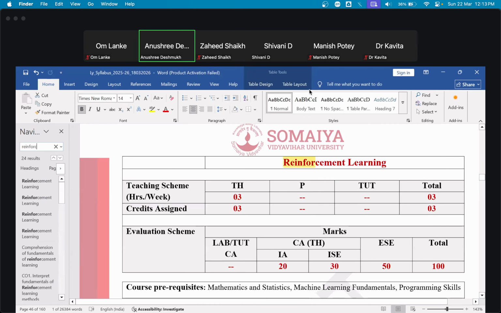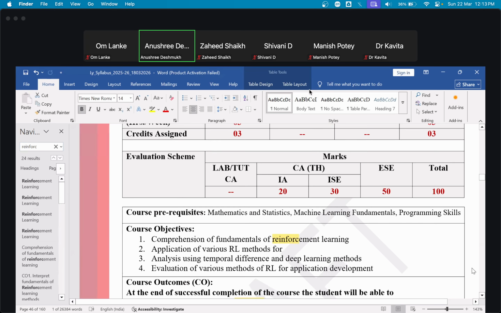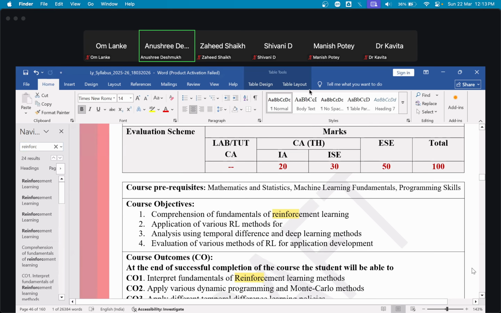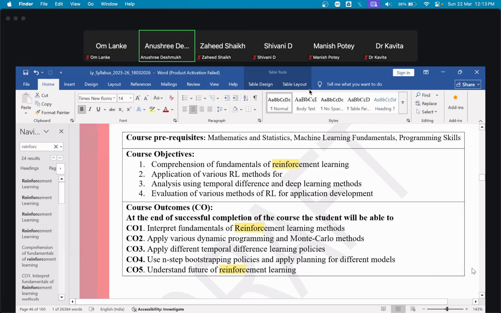Yeah, thank you. So students, reinforcement learning is one of the most rapidly growing fields in artificial intelligence. It focuses on how a machine learns to make decisions by interacting with an environment and improving through rewards and penalties. This makes it different from the traditional learning methods.